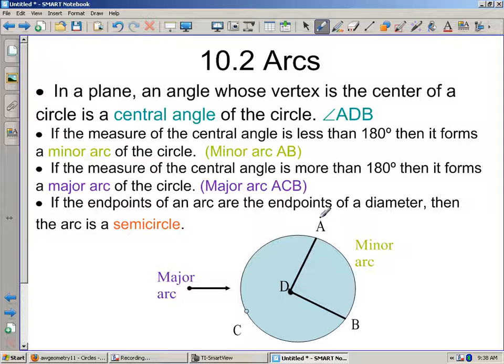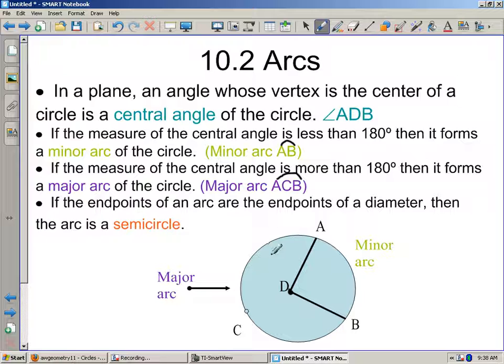If it's greater than 180 degrees, that's this next one, that's a major arc. Major arcs are usually labeled by 3 letters. Minor arcs are usually labeled by 2 letters. So I'm going to put little arc symbols above them. You notice they're curved. That represents that they're arcs. So we have a major arc ACB, and they'll tell you which way. If you're going to use a major arc, they'll tell you which direction to go.